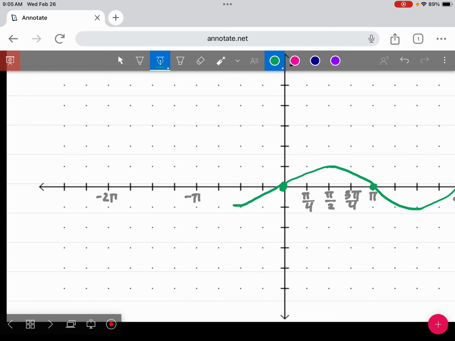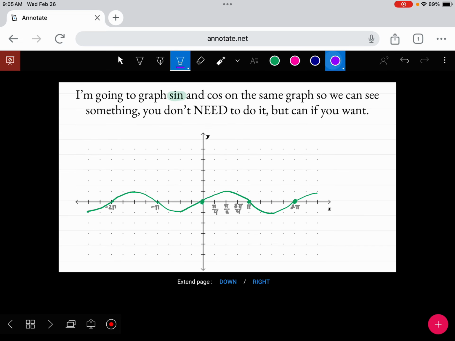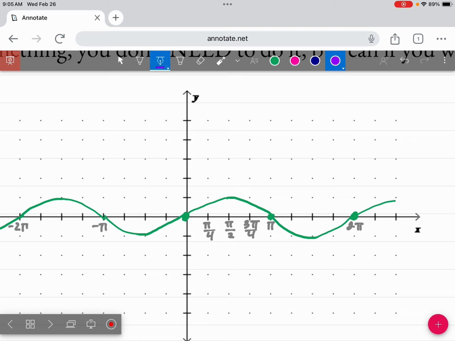What is different about sine and cosine? What am I going to do different with cosine? So looking at cosine here, I'm going to do cosine in purple. So cosine, instead of starting at 0, starts up at 1. So cosine's going to start up here.